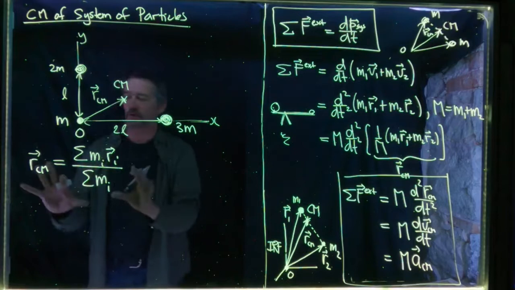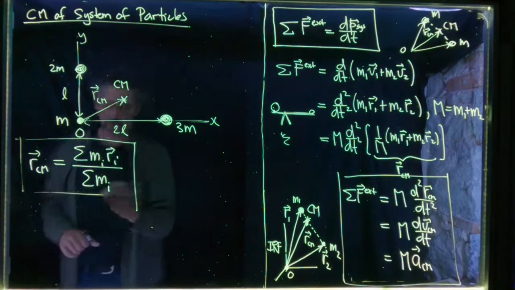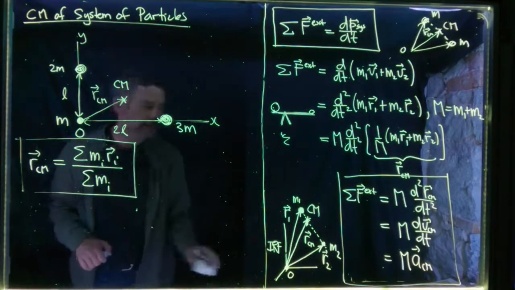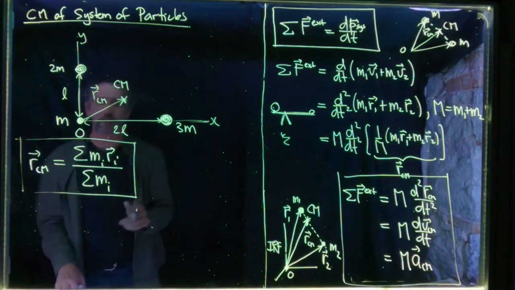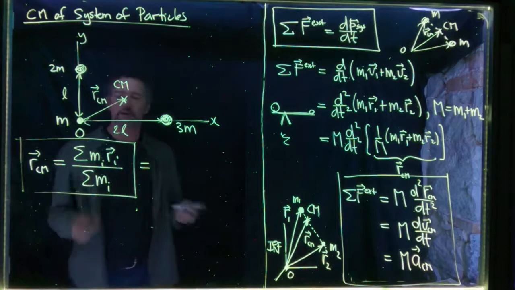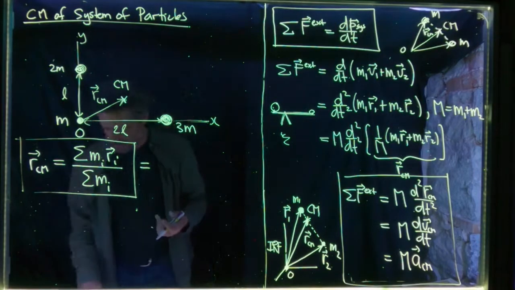So this is the general sort of definition of RCM. Works in one-dimensional space, 2 dimensions, 3 dimensions, for any number of particles. Okay? Let's apply this general definition of RCM to the case of 3 particles that we have in hand here. And so what is this? Well, we have to take a mass-weighted sum of position vectors.